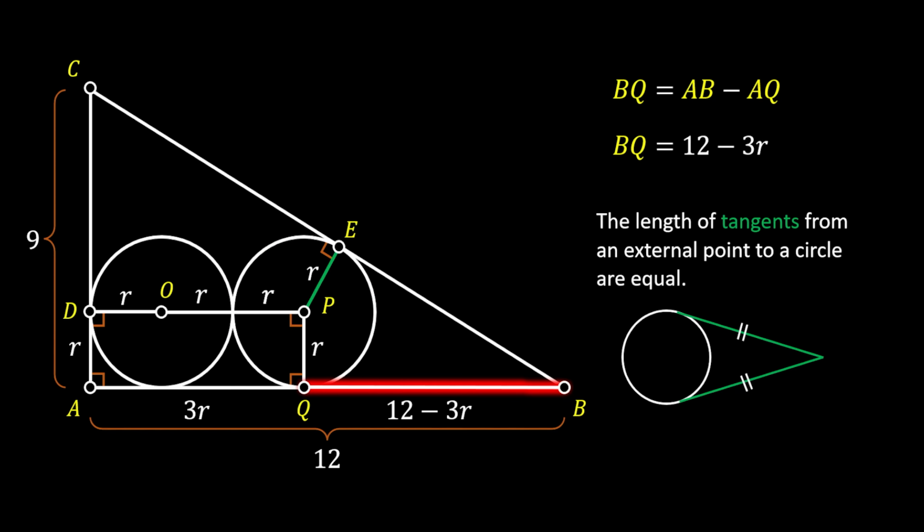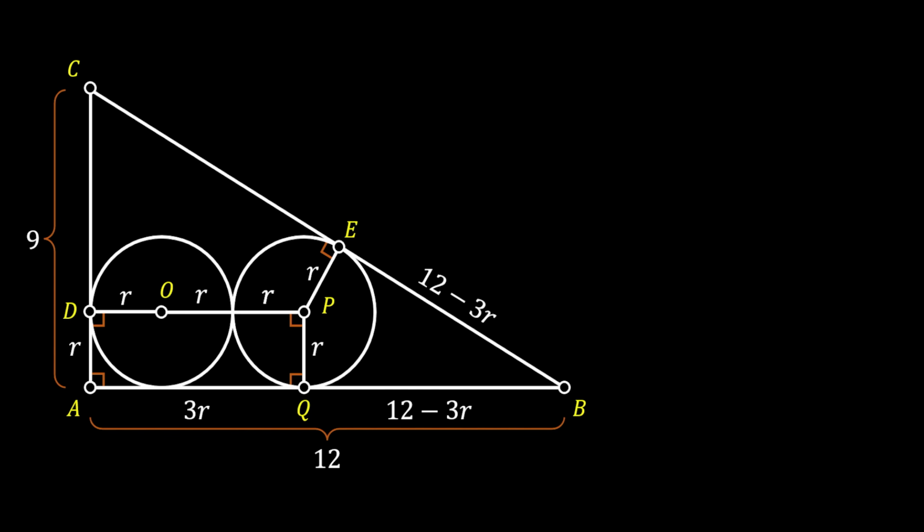As you can see, we have the same situation on our sketch. We have our right circle and we have the tangent QB. We also have the tangent BE, which starts from the same external point just as the tangent BQ. So from this property we can conclude that the line EB is equal to the line BQ, and it also must have the value of 12 minus 3r.